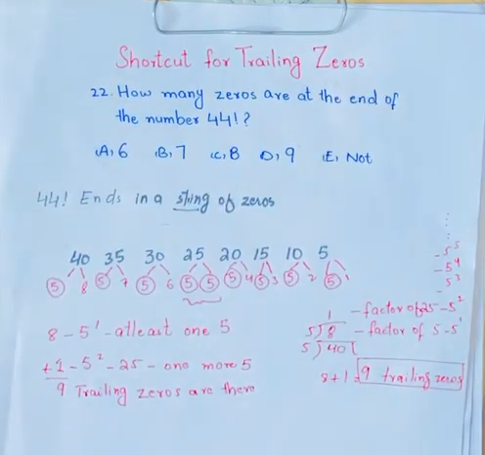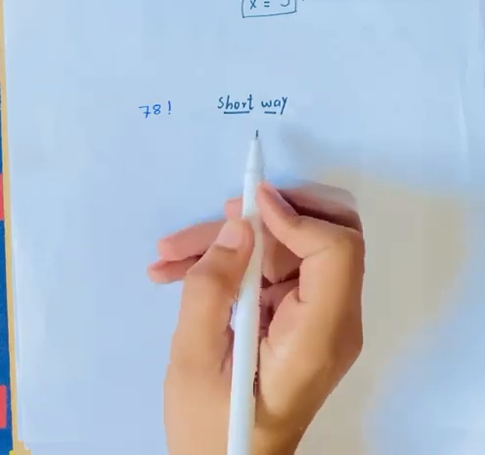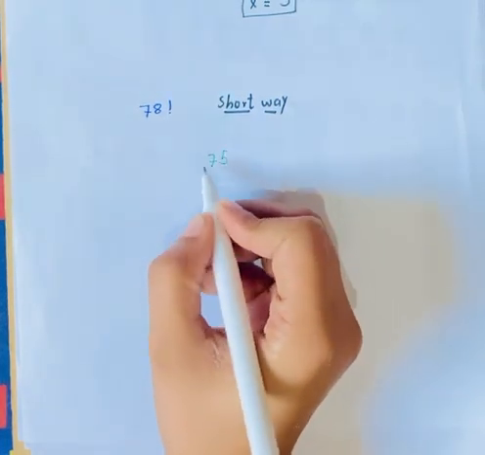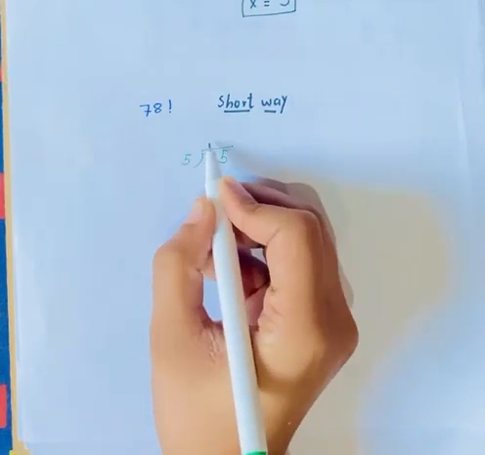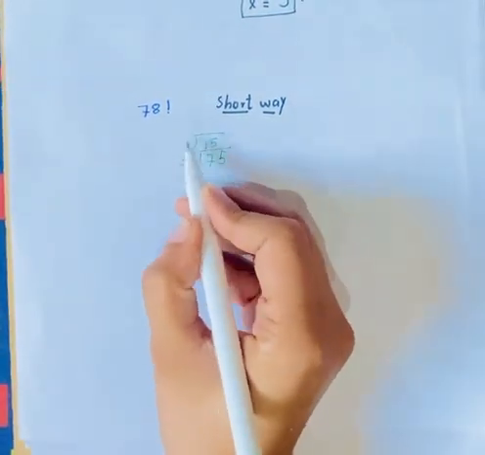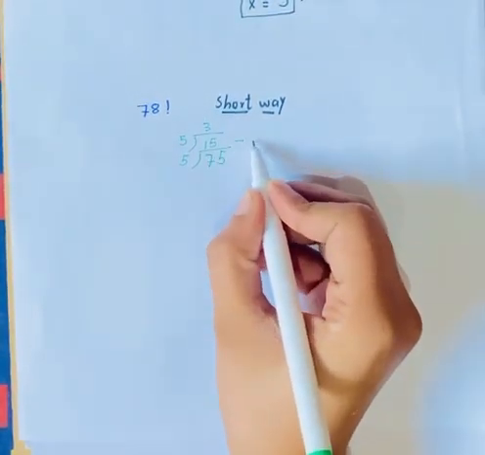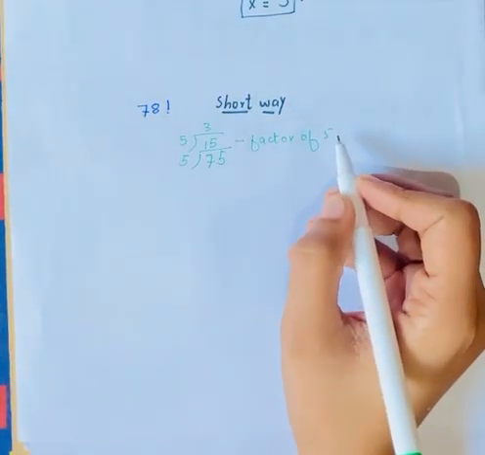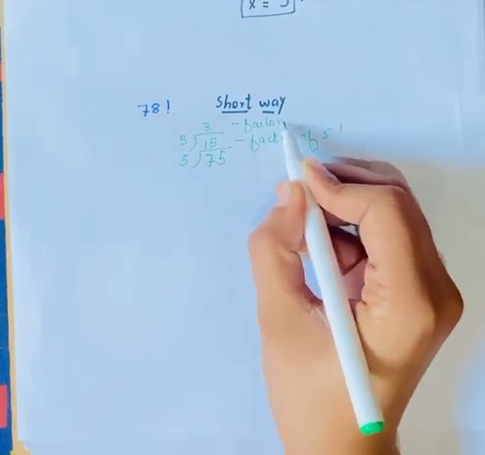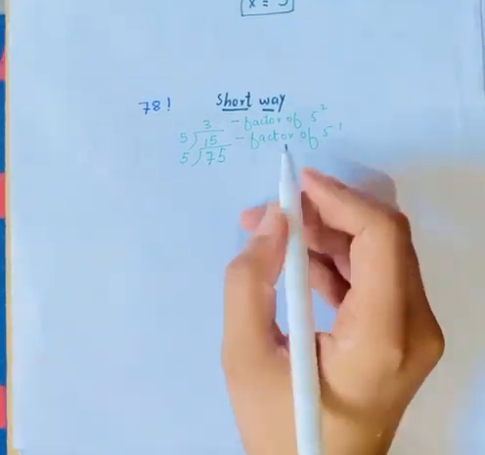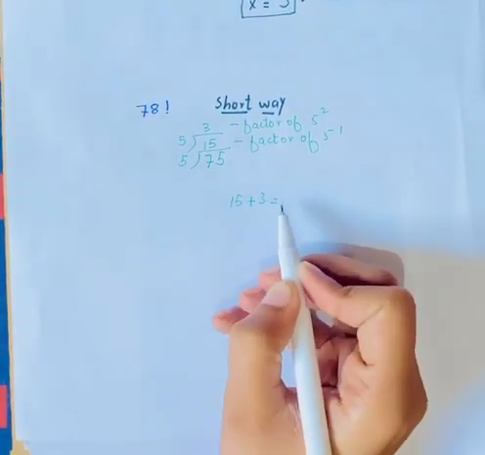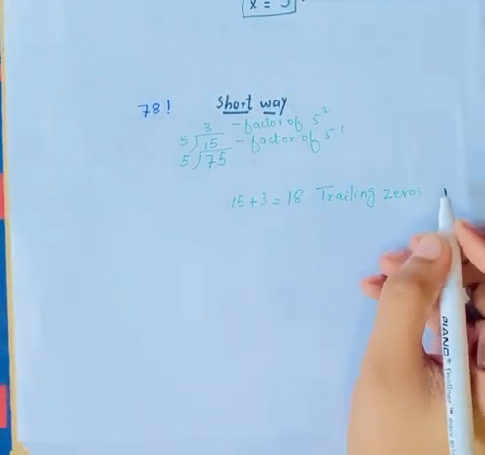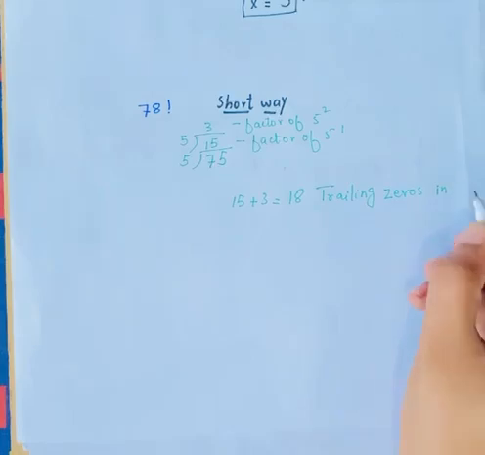Let's take another example. How many zeros are at the end of the number 78 factorial? 75 is the first multiple of 5 which we start with. So we're going to take 75 and then keep on dividing by 5. It goes in there 15 times, and then again dividing by 5, it goes in there 3 times. So we have 15 numbers which have at least one factor of 5, and 3 which have two factors of 5. That is, they are divisible by 25. So let's add them up. 15 plus 3 equals 18, and so we have 18 trailing zeros at the end of 78 factorial.